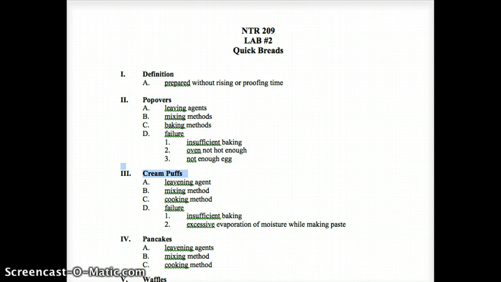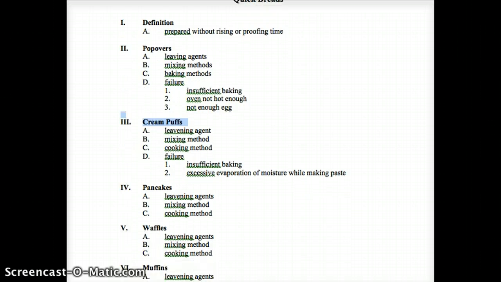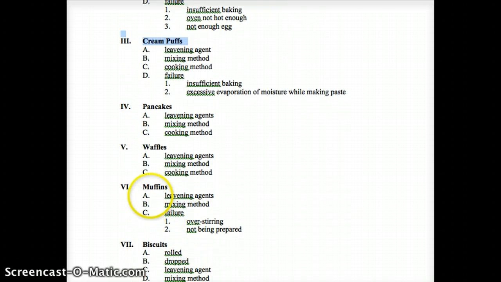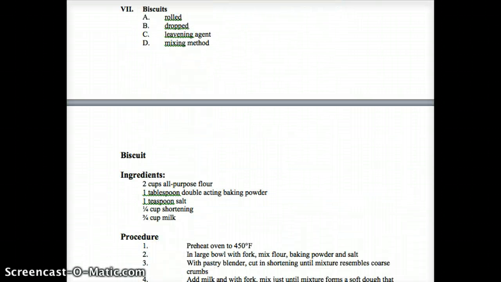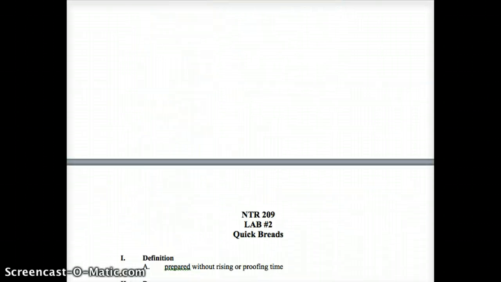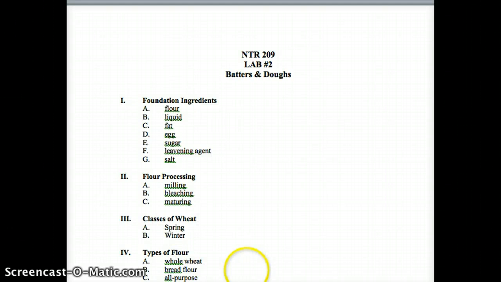Let me see. We have pancakes, waffles, muffins. This is more for like lab. Biscuit. And then you go into your ingredients. So that's basically it on breads, batters, and doughs, and I'll see you in the next video.